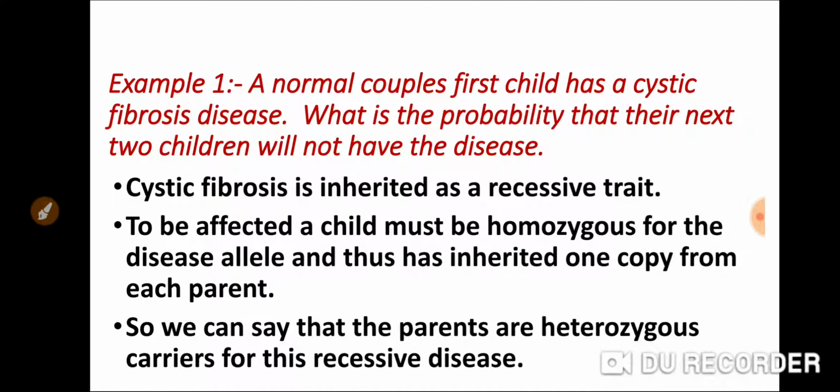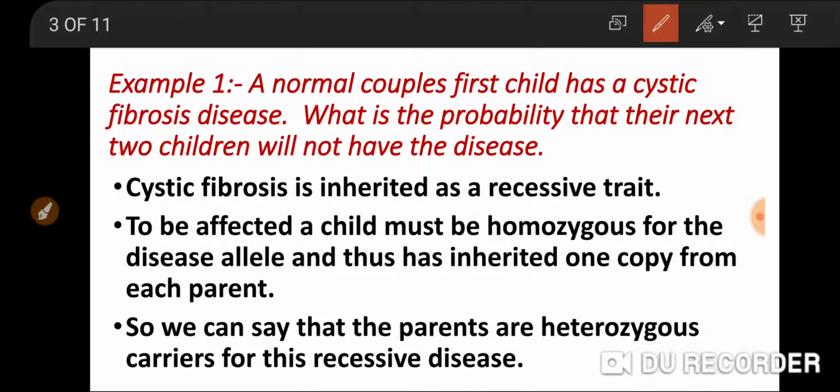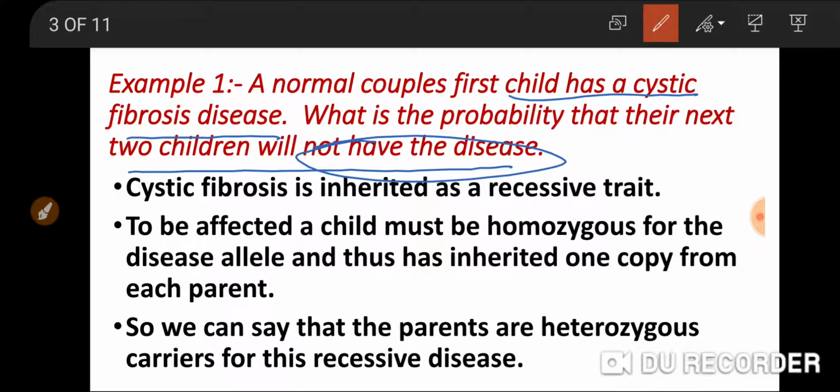The first example is: a normal couple's first child has cystic fibrosis. What is the probability that their next two children will not have the disease? So the numerical is asking that there is a normal couple who had a child suffering from cystic fibrosis, and you are asked what is the probability that their next two children will not have the disease or are unaffected. As we know, cystic fibrosis is inherited as a recessive trait.